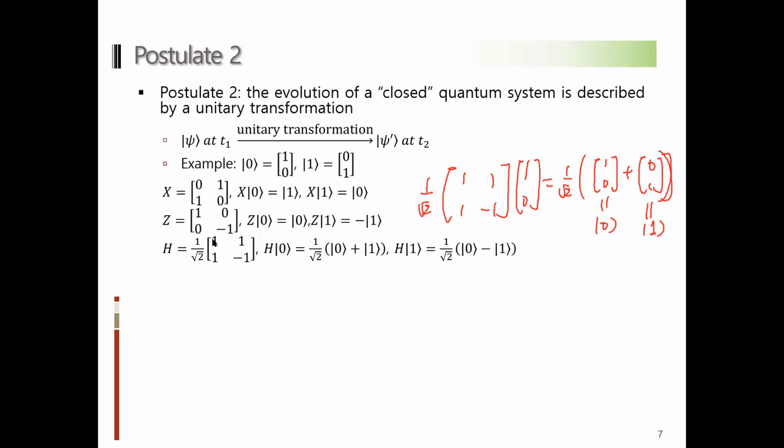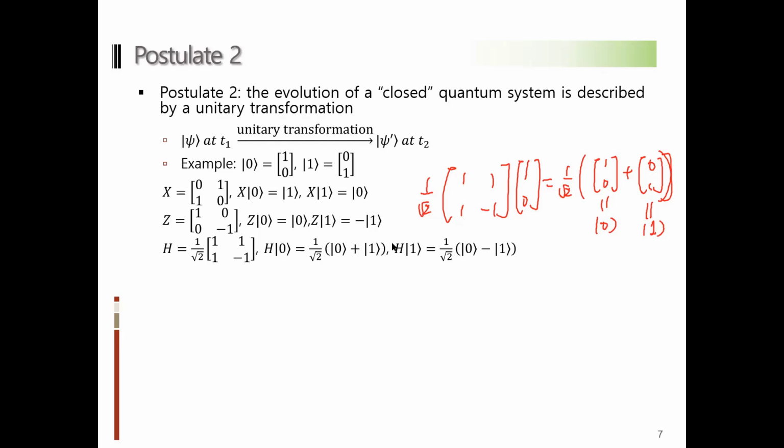Similarly, if we apply the Hadamard gate on the one state, you will obtain another type of linear combination of these two vectors. If you remember the polarization case, we might consider 0 as corresponding to horizontal and 1 corresponding to vertical. In this case, horizontal polarization is turned into diagonal polarization, and vertical polarization is turned into anti-diagonal polarization.